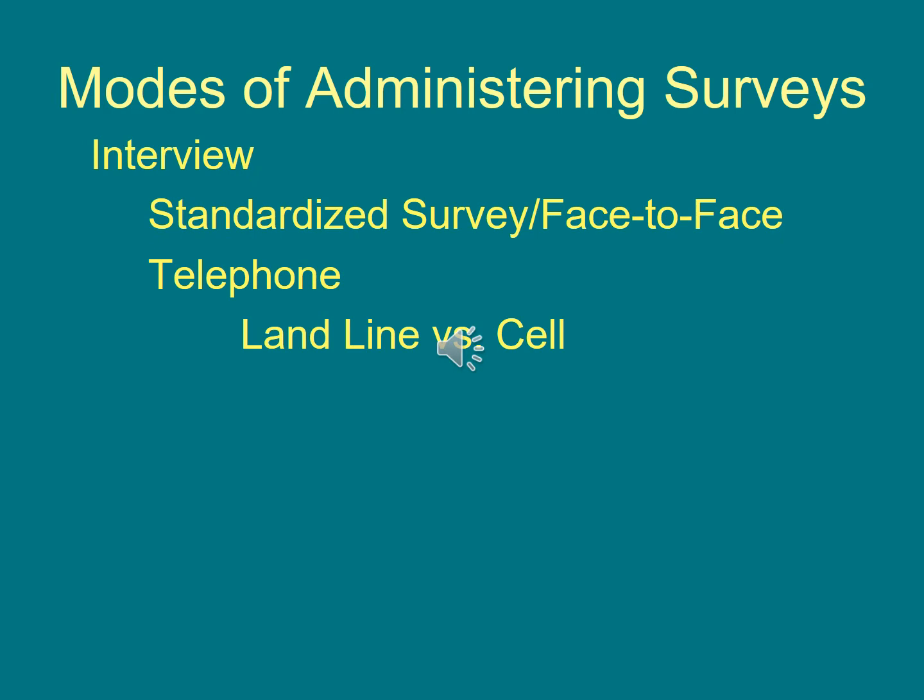Interviewing has been probably the most standard mode of collecting survey data. There are two categories under the broad category of interviewing. There's the so-called standardized survey, which means face-to-face. An interviewer sits down with somebody and asks them the questions. And then there's the telephone survey, which until very recently was the standard in surveys. We'll talk about some of the problems that have developed in recent years with telephone surveys in just a couple of slides.